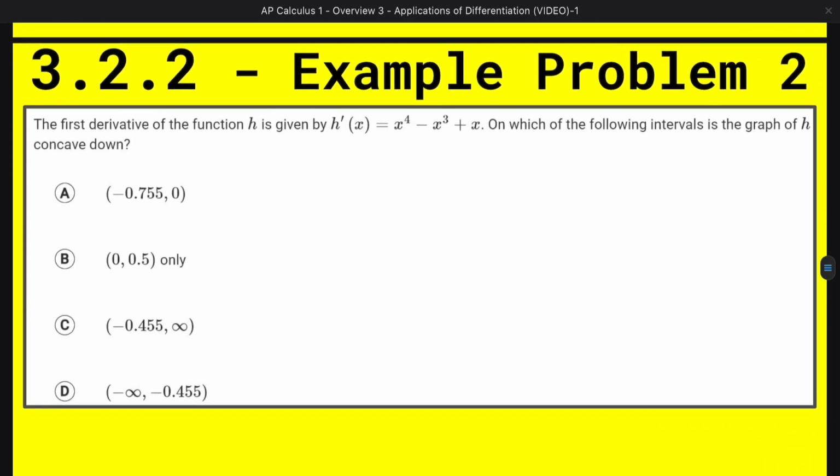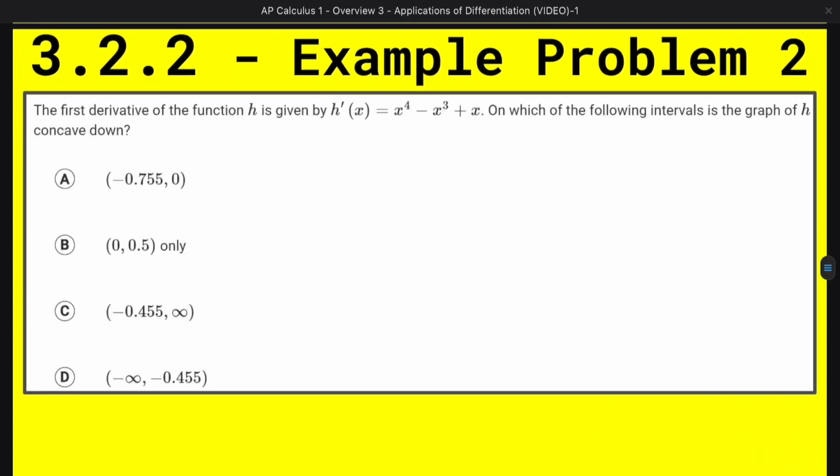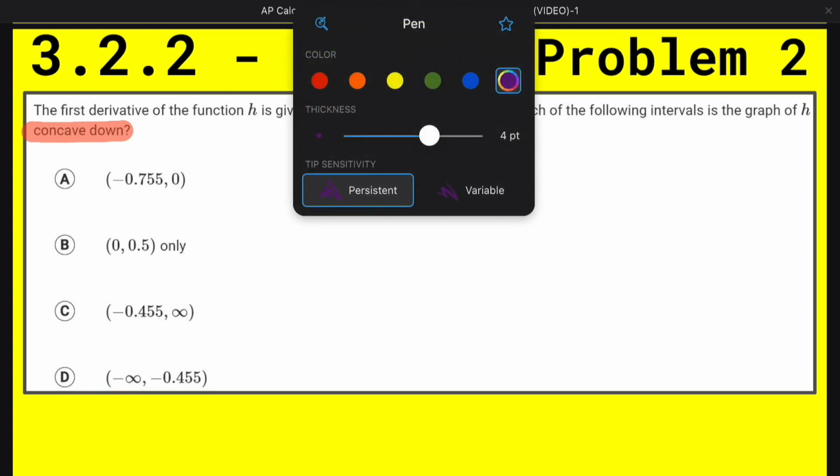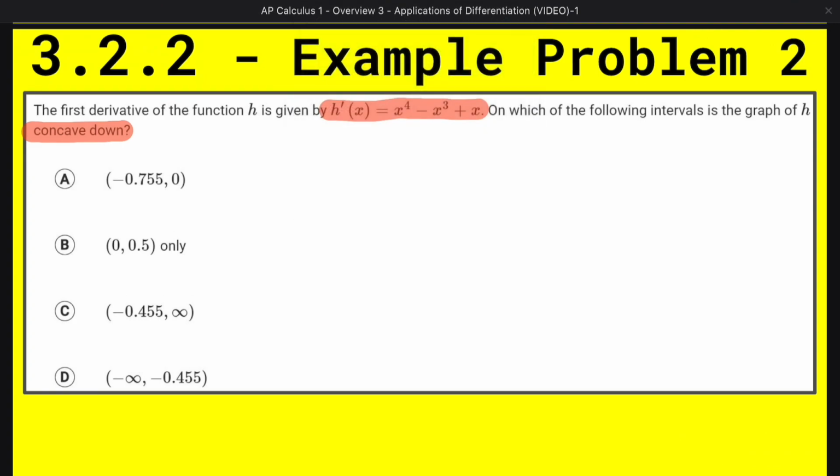Okay, example problem number 2. The first derivative of a function is given by that, and then it says, where is h concave down? So h prime is this, where is h concave down? It is important to understand that we need the second derivative, but the first derivative is already given. So what we need to do is the derivative of this. Sometimes you're given the original and you have to find the first derivative and then take the derivative of that to find the second derivative.